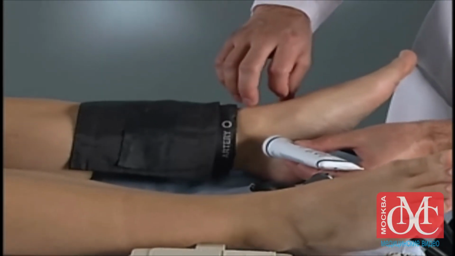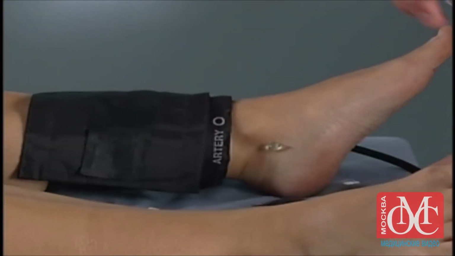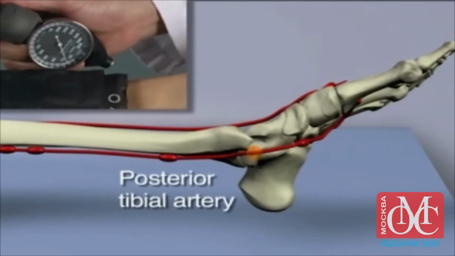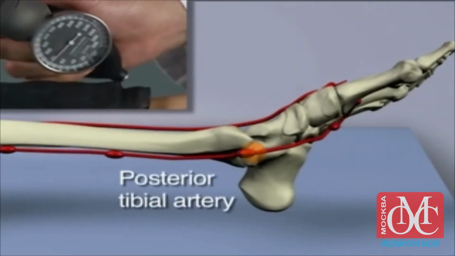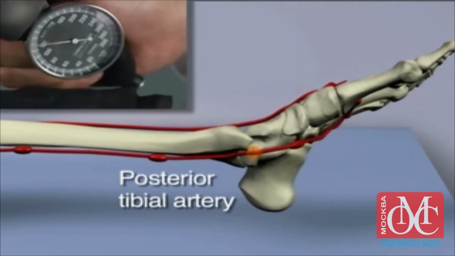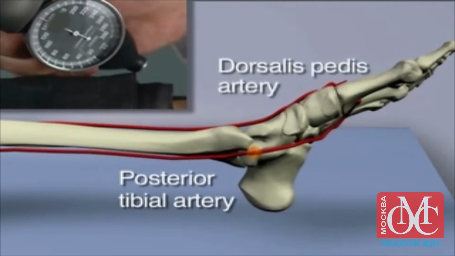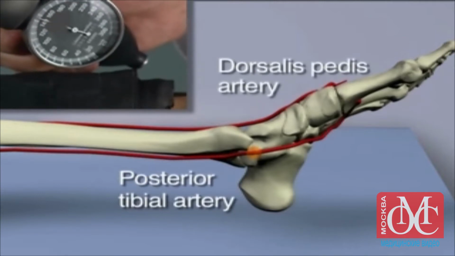Repeat the procedure for the posterior tibial artery. Once you have completed the measurement, remove the cuff and place it over the contralateral leg. Repeat the procedure for the contralateral dorsalis pedis and posterior tibial arteries.